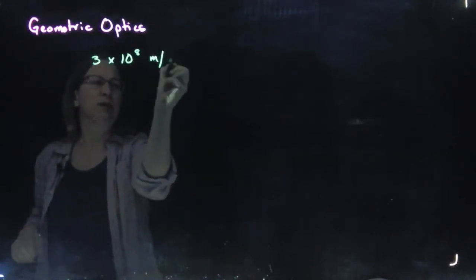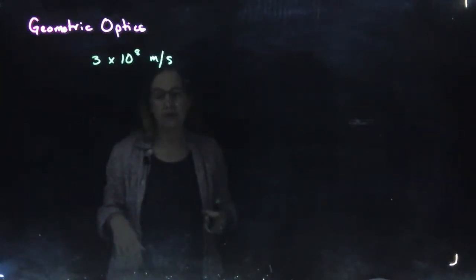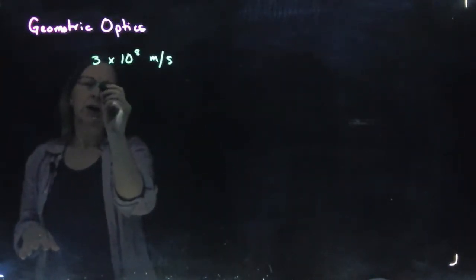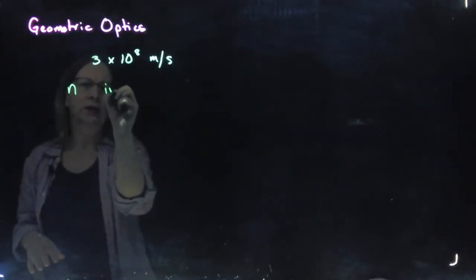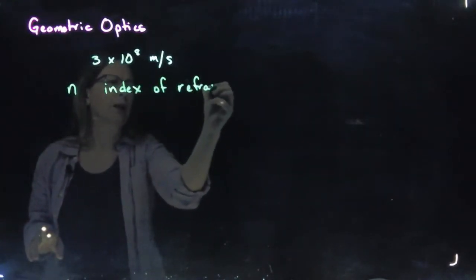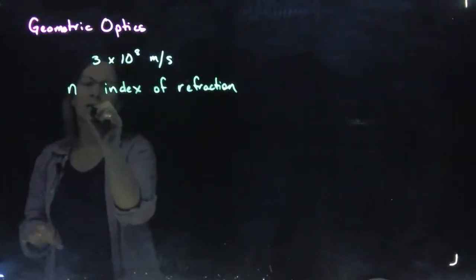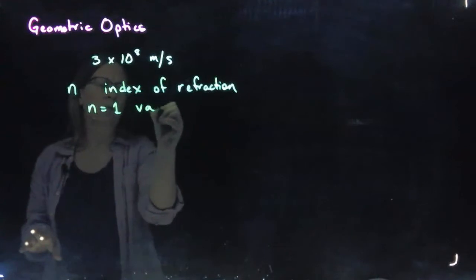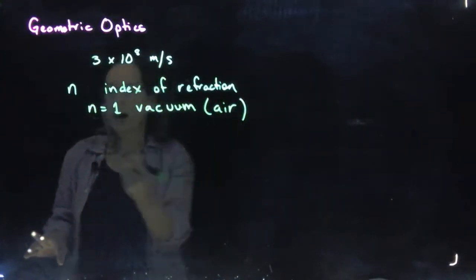So the speed of light is basically 3 times 10 to the 8 meters per second. But in different materials, the effective speed slows down. And that slowing down we describe by the index of refraction. So N is our index of refraction. And it tells us how much off this vacuum speed we have. So we use N equals 1 for a vacuum, or usually we say that's also the case for air.